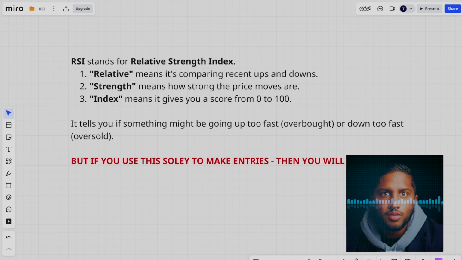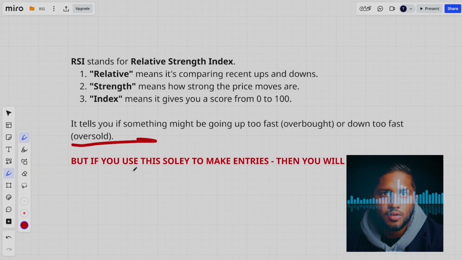Let's very quickly get into the basics of RSI so that we can then go into a chart and actually look at real examples and how to use it in trading. RSI stands for Relative Strength Index. Relative means it's comparing to recent ups and downs. Strength means how strong the price moves are. An index means it gives you a score from 0 to 100. It tells you if something might be going up too fast, overbought, or down too fast, oversold.